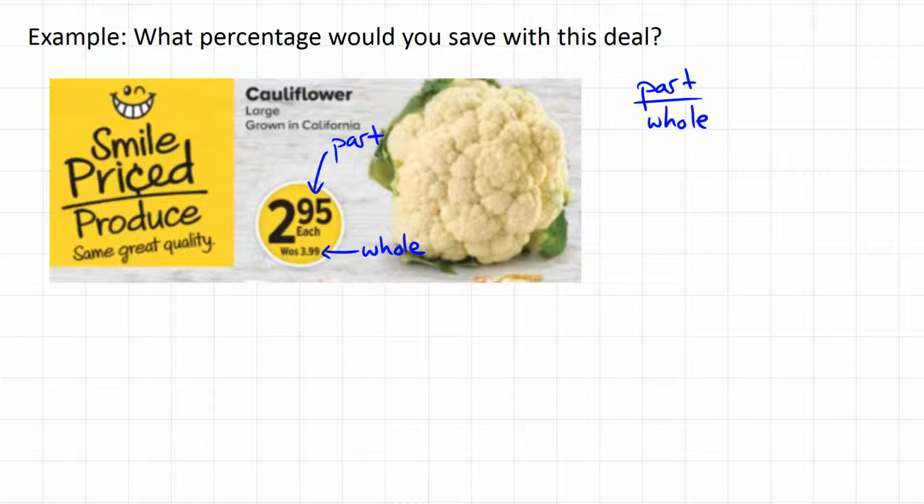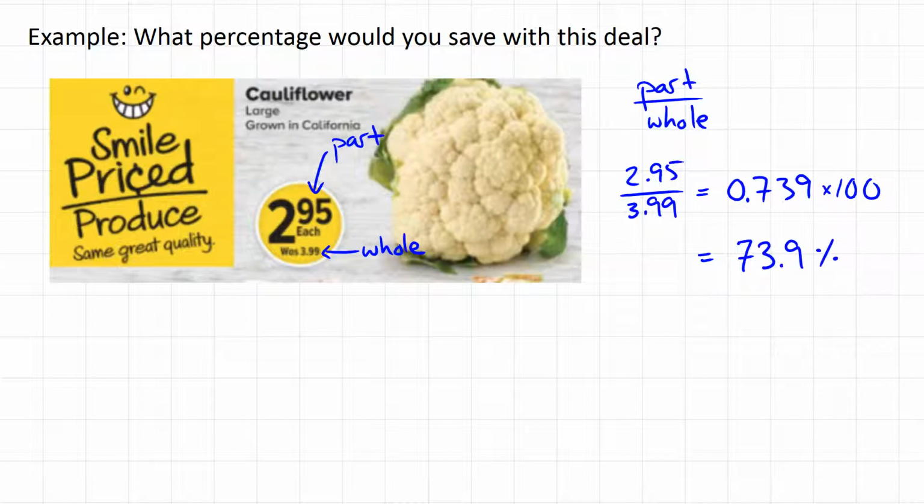So we're going to go about this the same way. We're going to divide that part by the whole, so $2.95 divided by $3.99, and then that's going to give us a decimal value. So if I do that, I get 0.739, and that's enough decimals for us. And then we multiply that by 100 to turn it into a percent, and we get 73.9%. If we wanted, we could round this to 74. I'll just leave it as 73.9 for now.